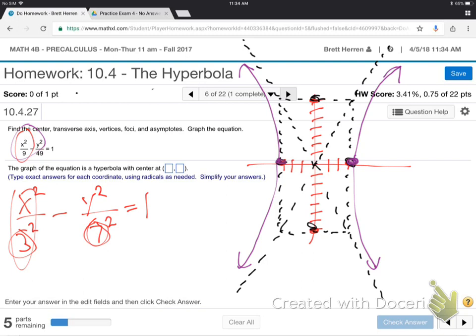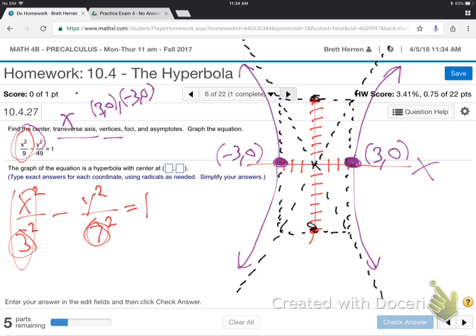Now, can we answer all the questions? Transverse axis, that's the x-axis. See how the branches are touching the x-axis? They never touch the y. They're going right, left, either way you want to think about it, x. What are the vertices? They want coordinates here. What's this dot and this dot? Remember, vertices are the places it hits. So what are the coordinates? Over 3, up 0, back 3, up 0. So those are the vertices.